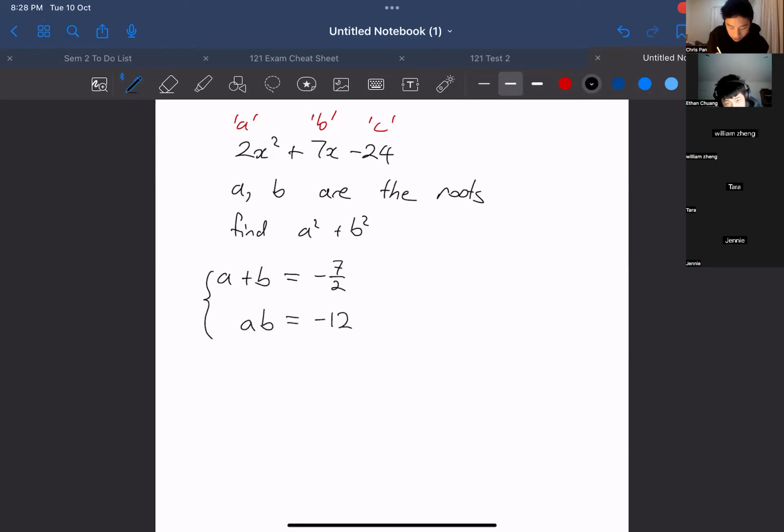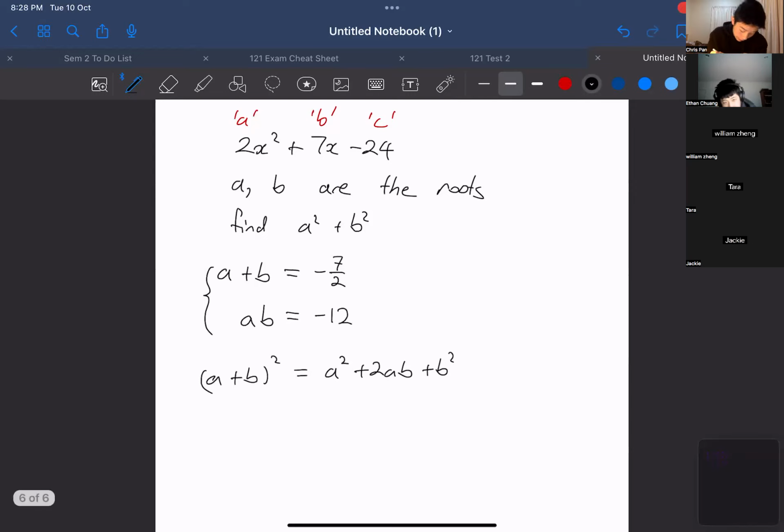So we want to find a squared plus b squared. Well, we've got to get those squares in there somehow, right? So maybe we could try squaring a plus b, and you get a squared plus 2ab plus b squared. But we don't want that random 2ab term in the middle. It's a good thing we also know the value of ab. So we can just do a plus b squared minus 2ab.